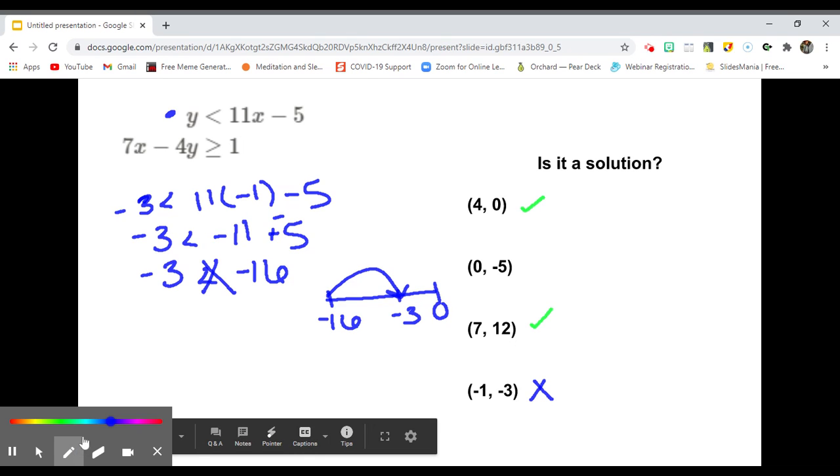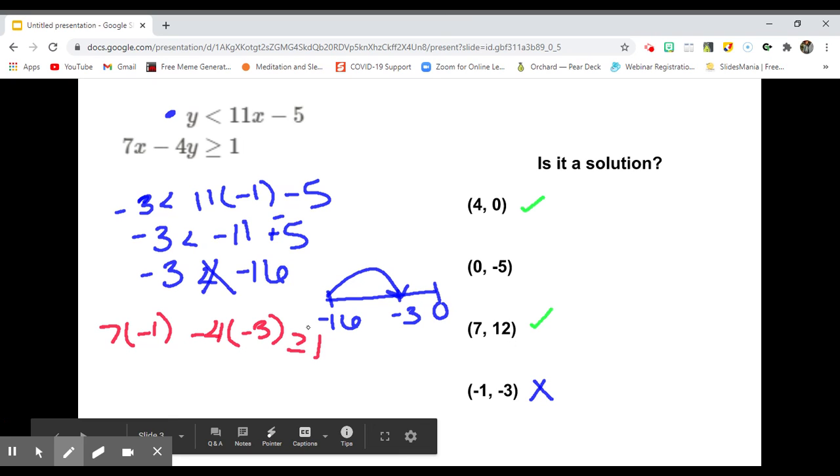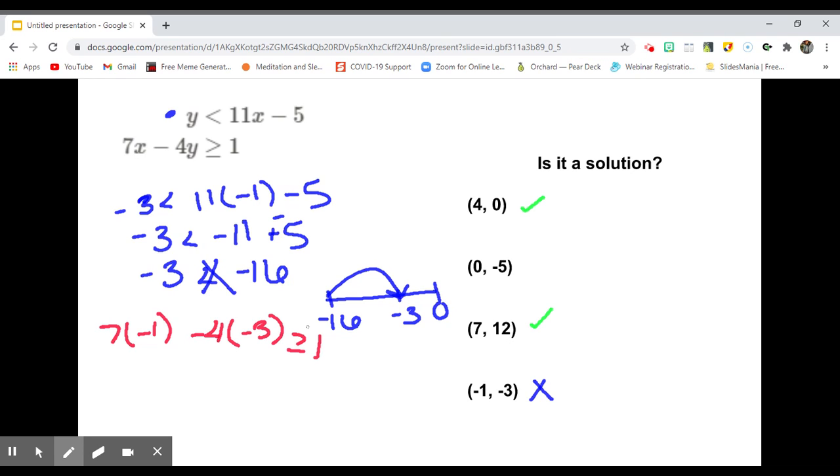So again, you could try for the red one if you wanted to see if it was true for the red one as well by doing 7 times -1 minus 4 times -3 and seeing if that is greater than or equal to 1. But if it wasn't a solution for the first one, or even later if it's not a solution for the second one, it can't be a solution to the system because a system of inequalities has to be true for both inequalities.